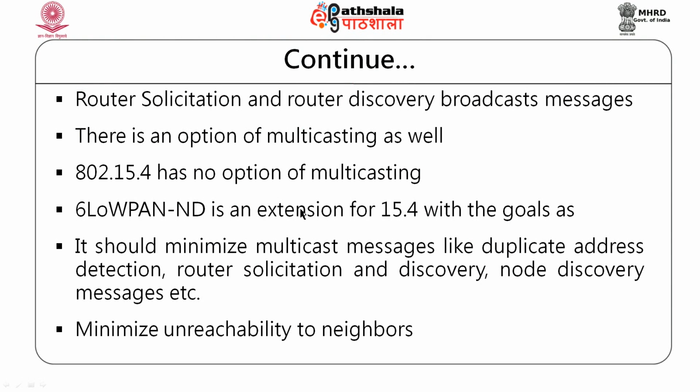So, you do not need to multicast actually. And this is the goal, it should minimize multicast messages like duplicate address detection, router solicitation, discovery and so forth, and minimize reachability checks to neighbors. Now, you do not need to actually find out if the node is not reachable. How do you do that?